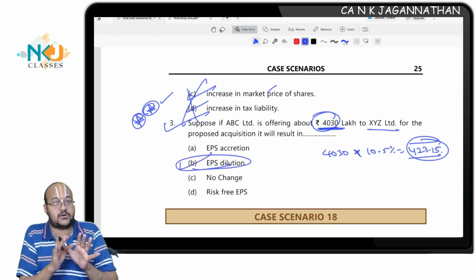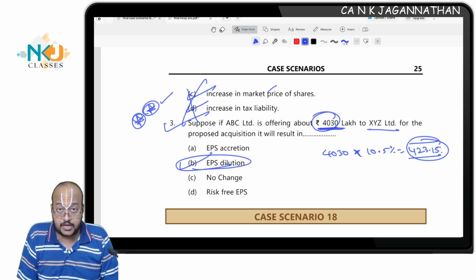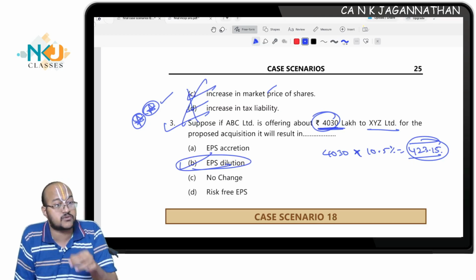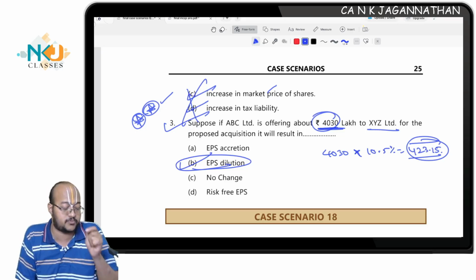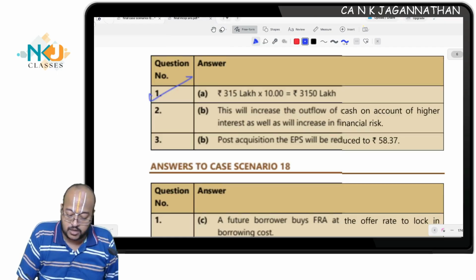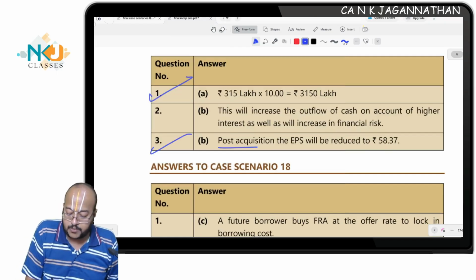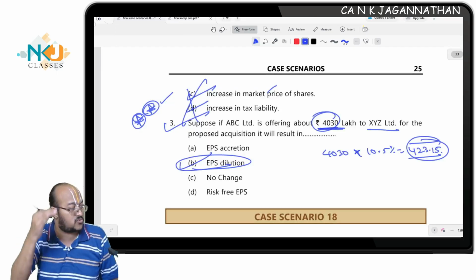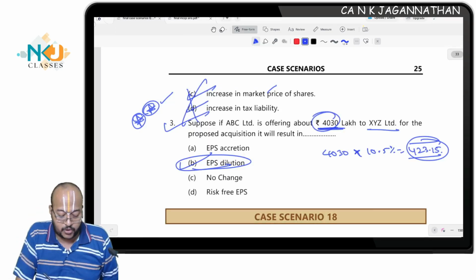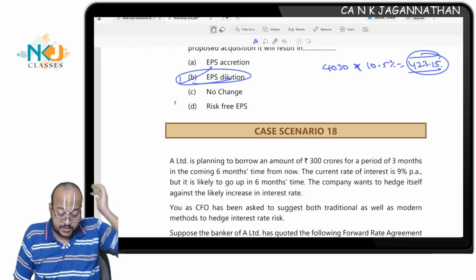Even if you don't understand the entire working, here you can answer, but sometimes they may ask the working. If they gave you 4 different numbers, what will be the revised EPS? Then you should be in a position to answer. In the solution, what they've given, yes, 3B, post-acquisition EPS will be reduced to 58.37. I showed you the working of how it got reduced to 58.37. With this, we are through with case scenario number 17.